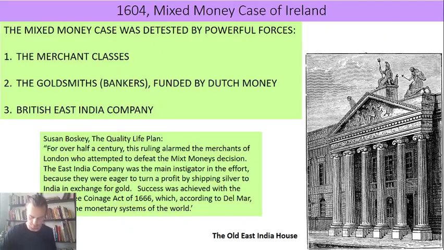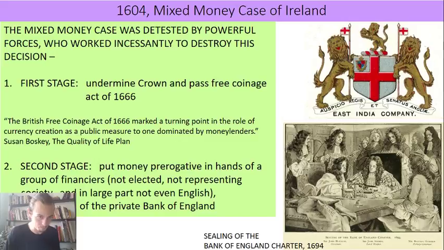And this occurred in two stages. The first stage was to destroy the British Crown's monetary prerogative, throwing the control of money open to the merchants and financiers. This was done by undermining the Crown and then by passing the Free Coinage Act of 1666, but ultimately destroyed the monarchy, opening the way for a foreign element to establish a new monarchy and to reconstitute the money prerogative in the hands of a specific group of financiers, not elected, not representing society in large part, not even English.